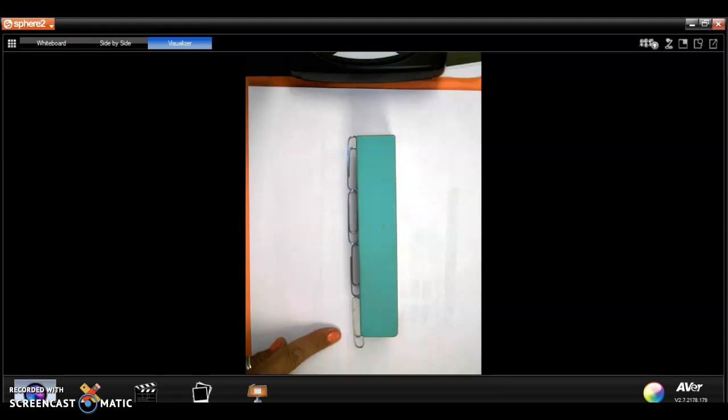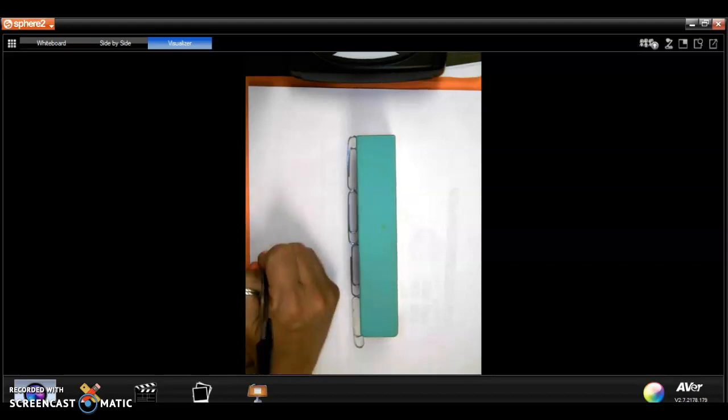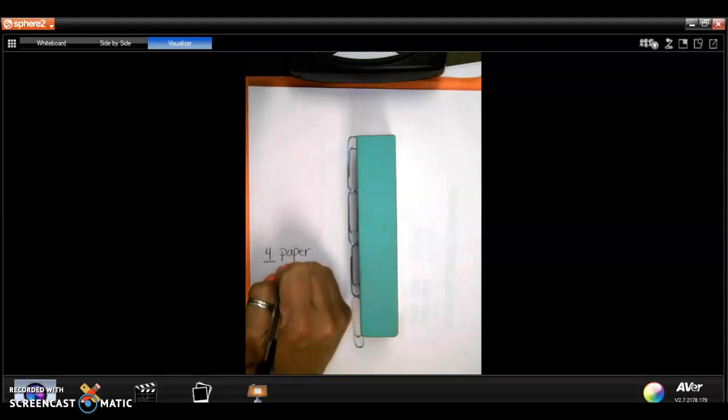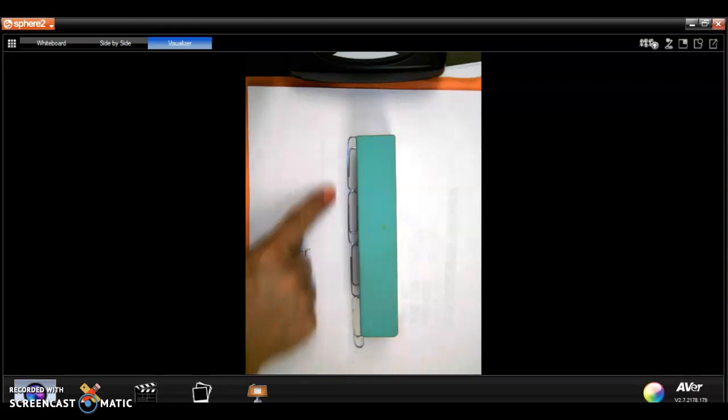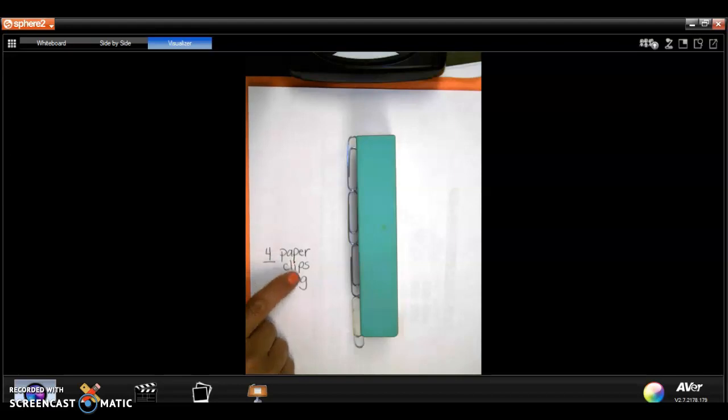Okay? Now I need to use the word paper clips so that people know what I use to measure with. So I would say 4 paper clips long. Or just 4 paper clips. Because if I say it's 4, nobody's going to know what I used. They might try to measure it with blocks. If they use blocks, are they going to need 4? No, they're going to need a whole lot more than that. So we want to make sure people know what we measured with. So if you used paper clips, it's 4 paper clips long.